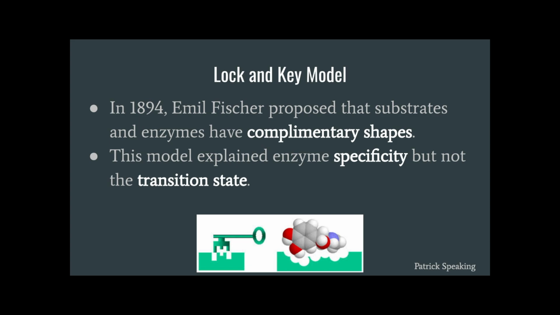The lock and key model describes the method by which substrates bind to enzymes. It was developed at the end of the 19th century by German chemist Emil Fischer, who theorized that substrates connect to enzymes in a similar manner to how a key fits into a lock. They have preset complementary shapes that fit exactly into each other. This was a good model as it provided an explanation for enzyme specificity, but it did not consider the state between substrate and product, known as a transition state, and was thus considered an incomplete theory.